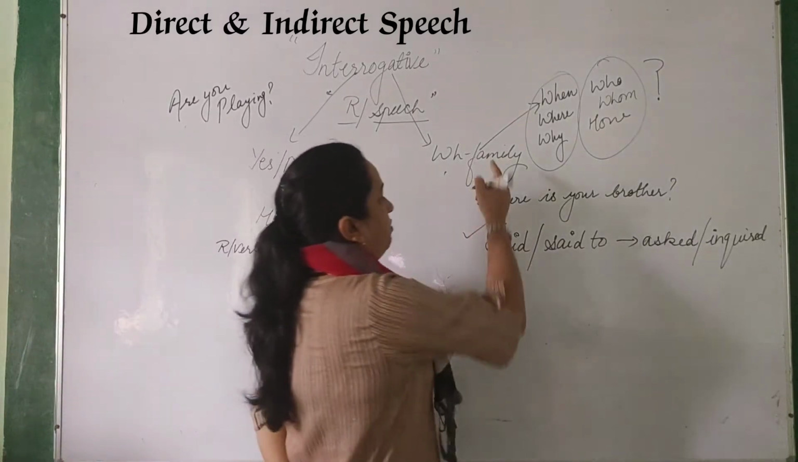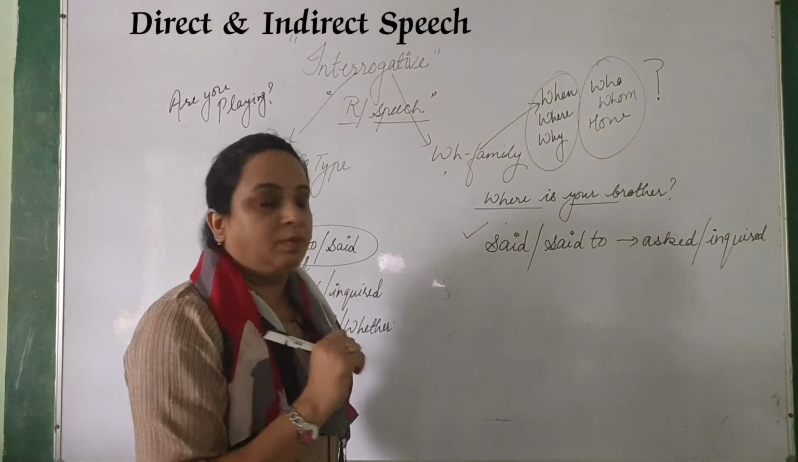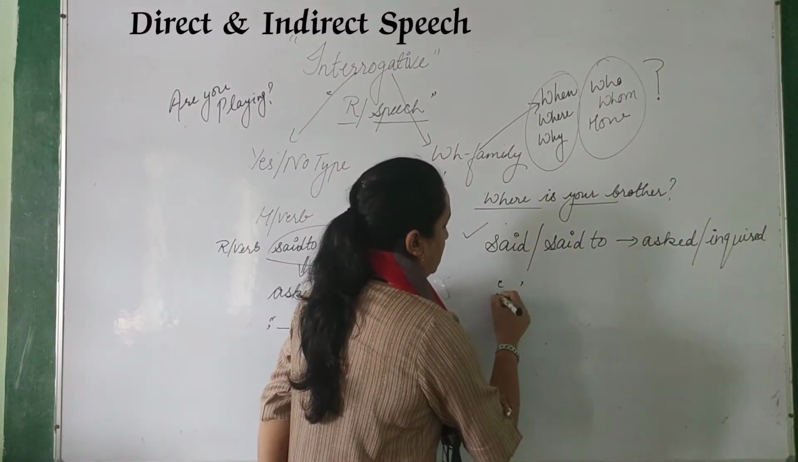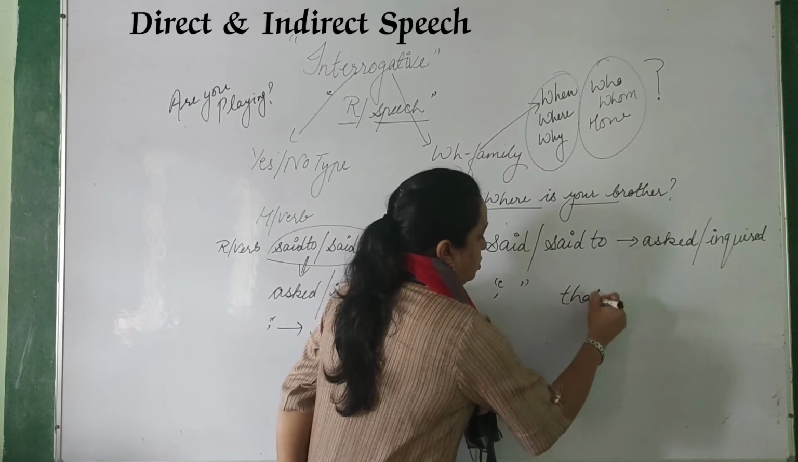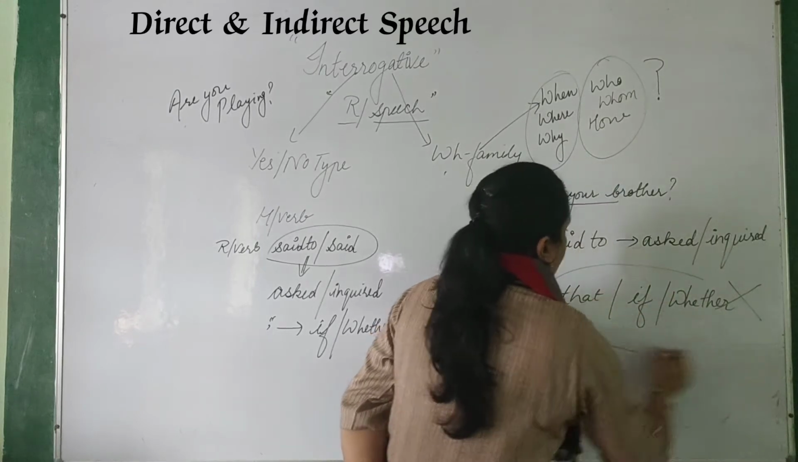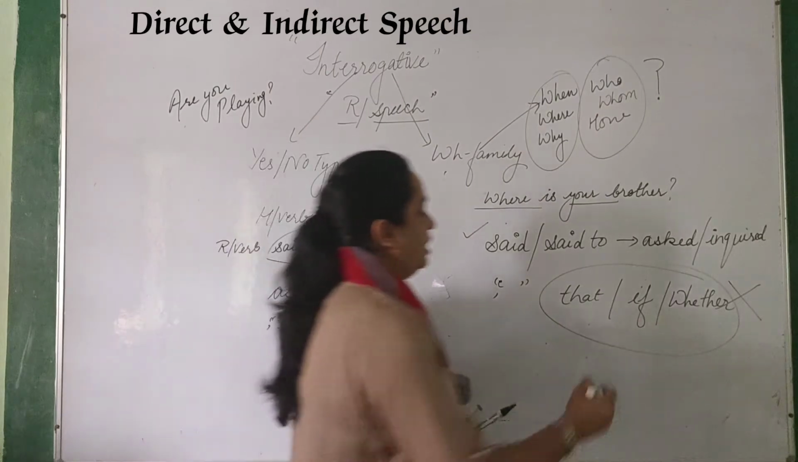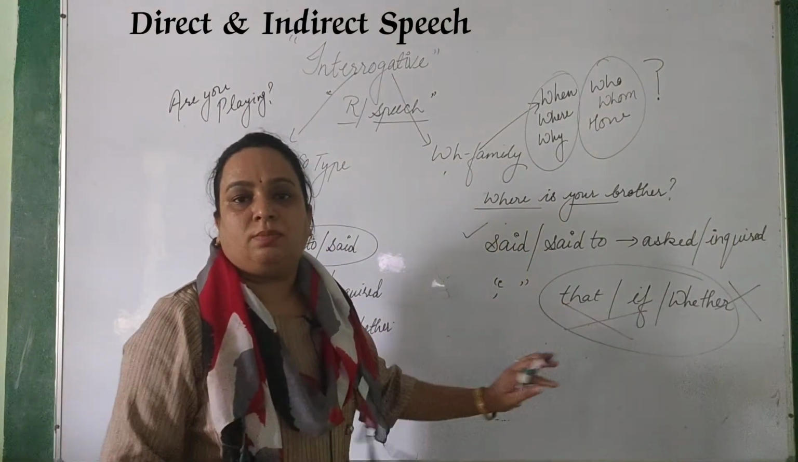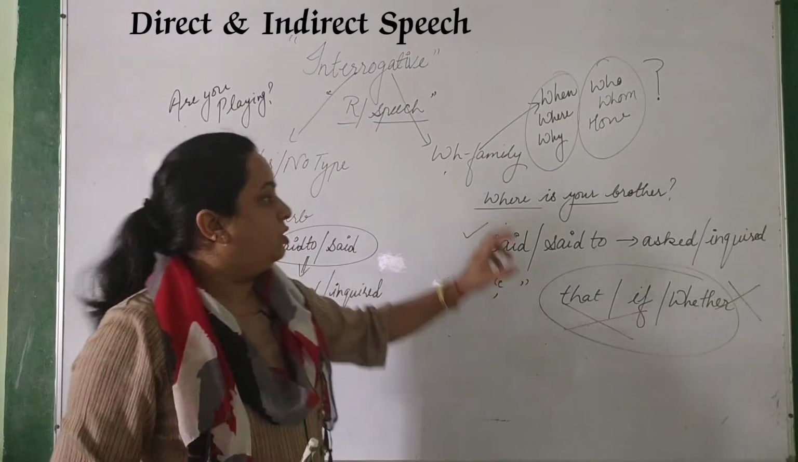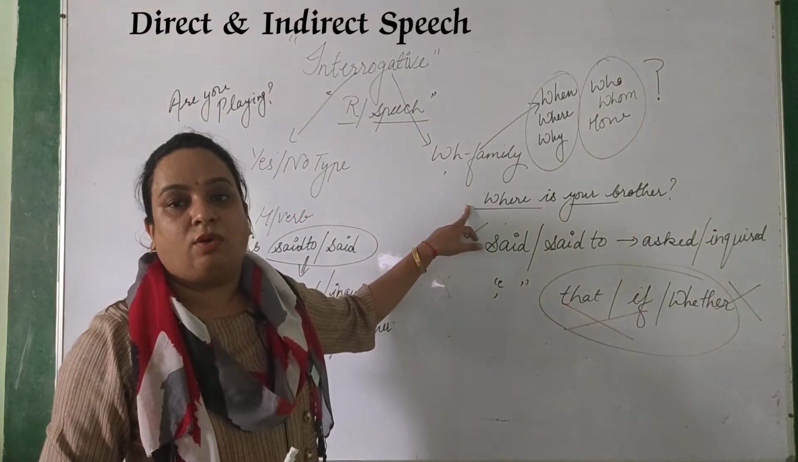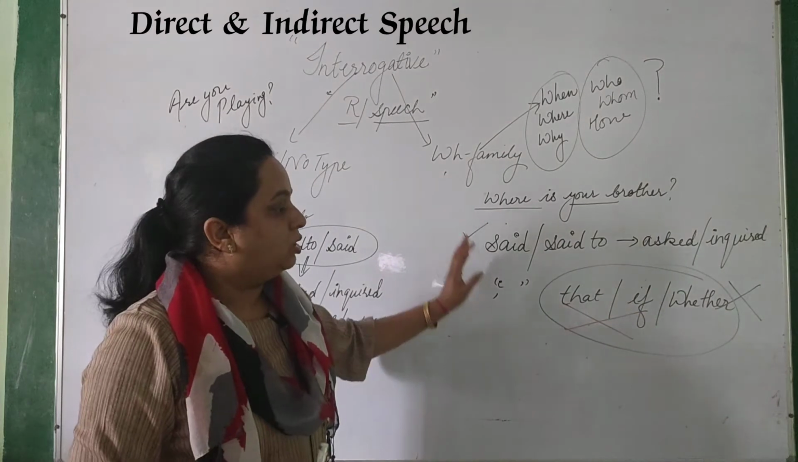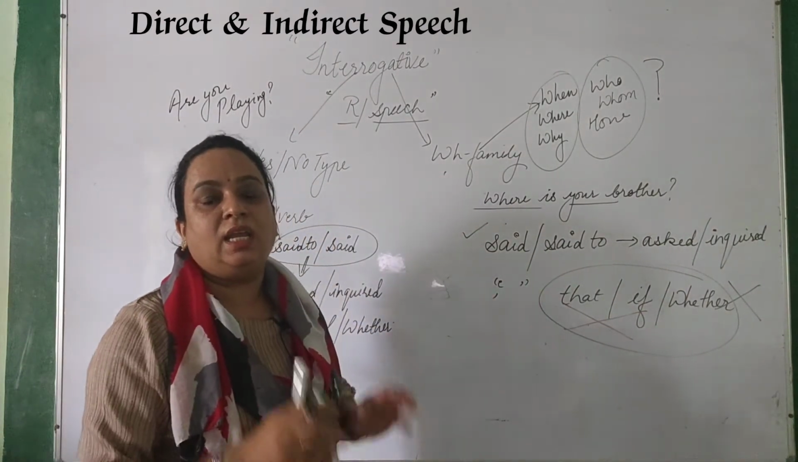But when we get WH family type questions, we will not use any conjunction at the place of the inverted commas. No that is used, no if is used, no whether is used, nothing. It will be blank. No conjunction words are used. That, if, whether will not be used when the sentence starts with WH family words in an interrogative question.